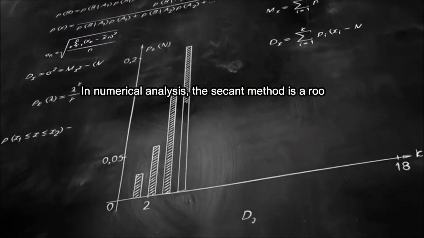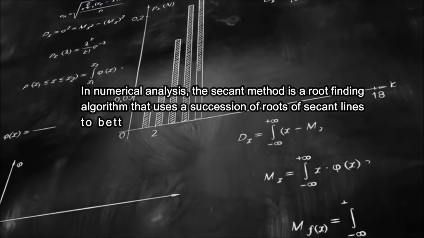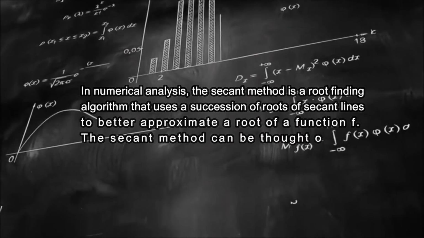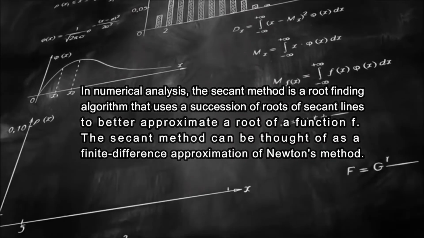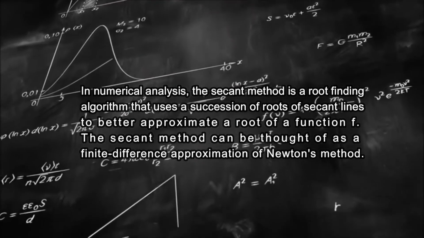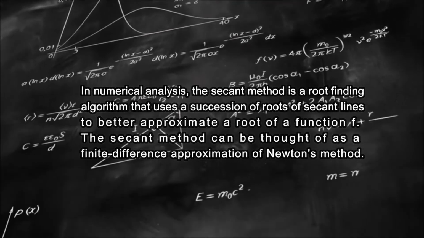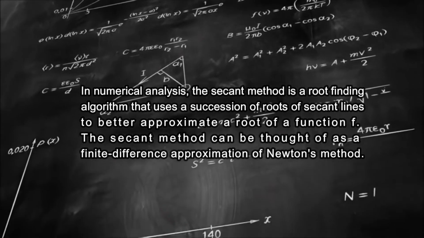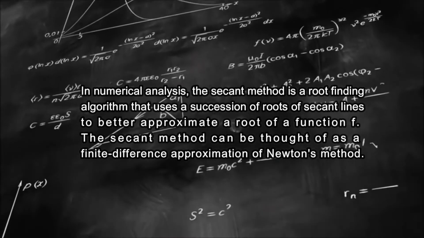In numerical analysis, the secant method is a root-finding algorithm that uses a succession of roots of secant lines to better approximate a root of a function f. The secant method can be thought of as a finite difference approximation of Newton's method.